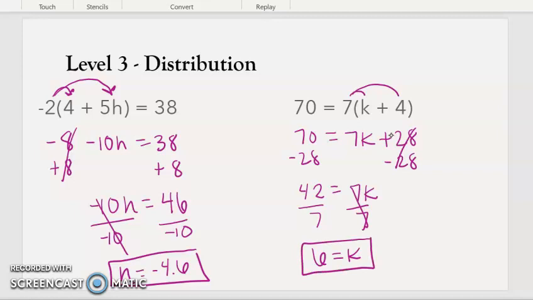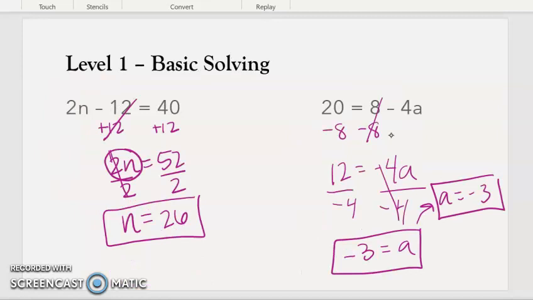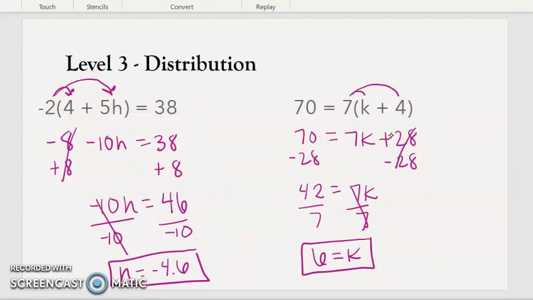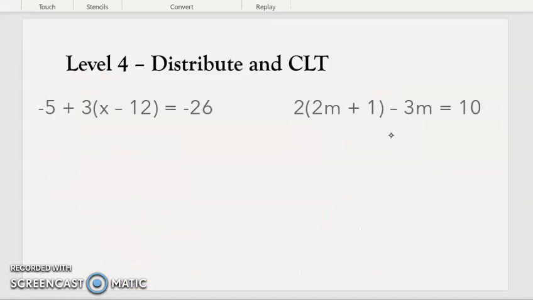Okay? So level 1 is just like the basic stuff that we've been reviewing. Level 2, we combine like terms before we do anything like that. Level 3, we distribute and then we solve. Level 4 is where we distribute and then combine like terms. This is where it can definitely get a little bit messy and we have to use our solving strategies. So go ahead and write these down. Pause if you need to.